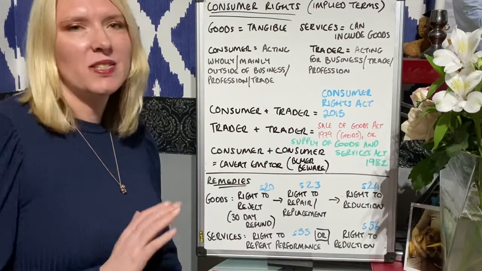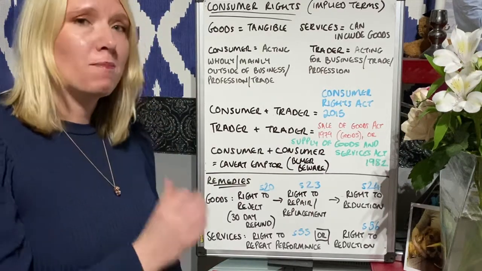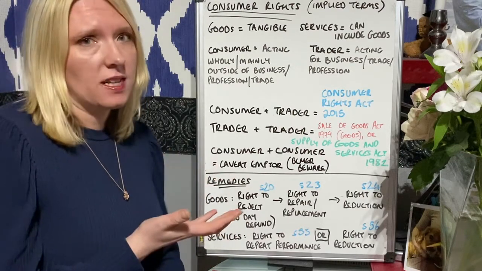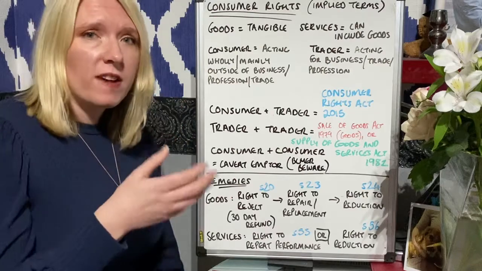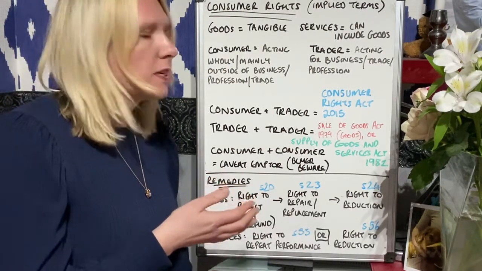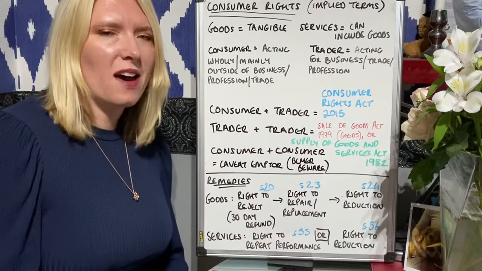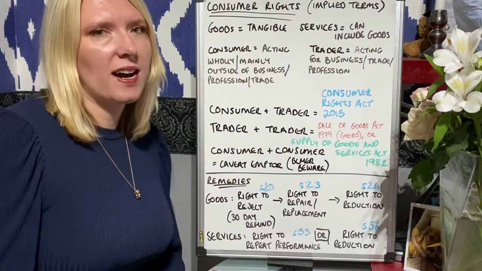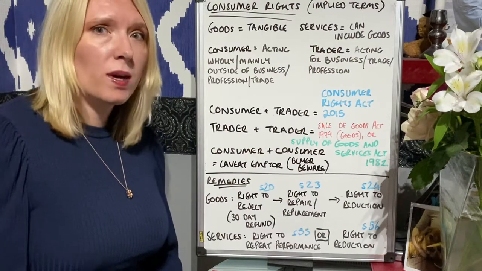Hi, we're going to talk about a type of implied term into a contract, specifically consumer rights. So when we create contracts, there will be some terms that we expressly make, and there will also be some which the law automatically puts in there for us. So we don't have to request for these terms to be part of our contract. It's implied that they already will be.